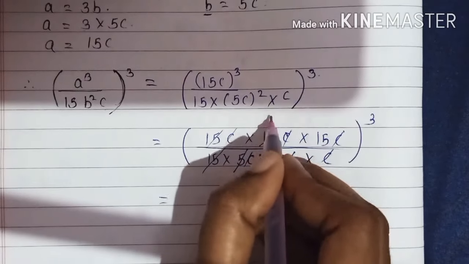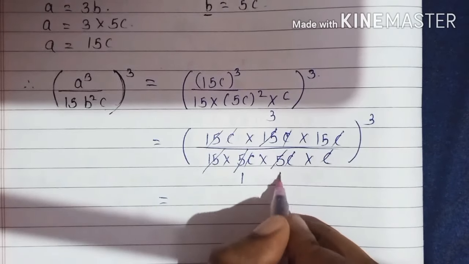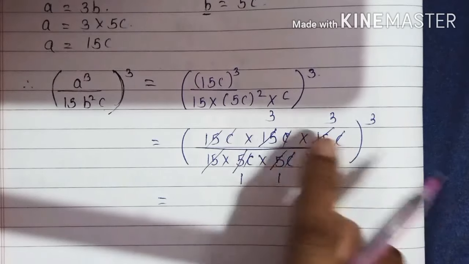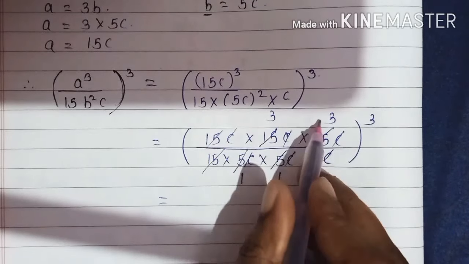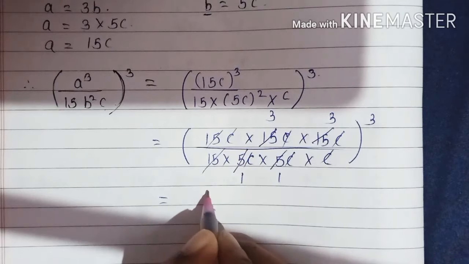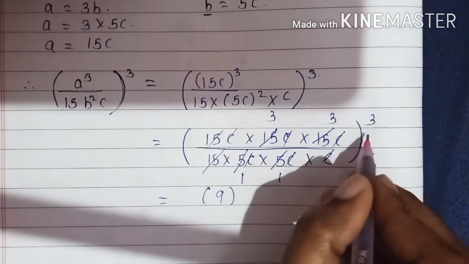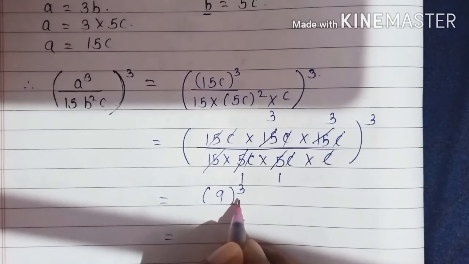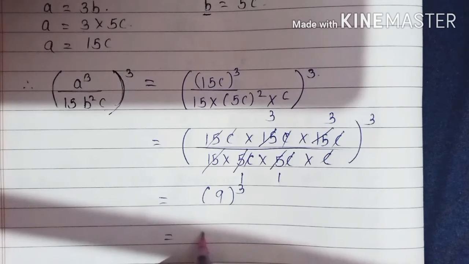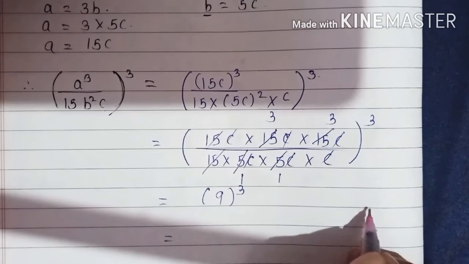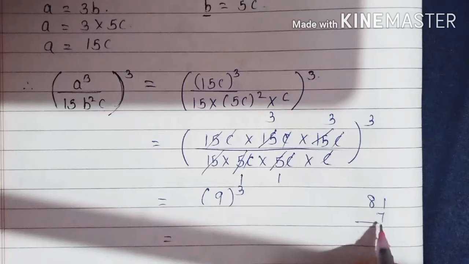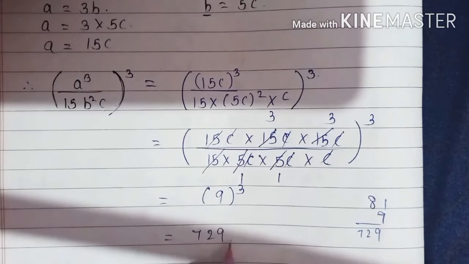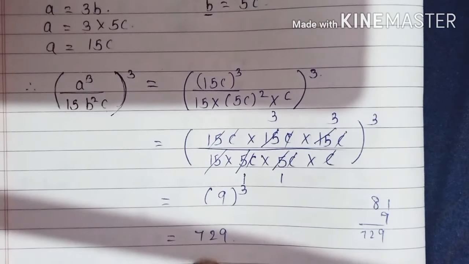5 ones are 5, 3s are... Again 5 ones are 5, 3s are... In the denominator we have 1 and in the numerator we have 3 multiplied by 3. 3 multiplied by 3 will be 3 3s are 9, the whole cube. So that is 9 multiplied by 9 multiplied by 9. So 9 9s are 81, 81 9s are will be 729. So we will write here the value of this question will be 729.